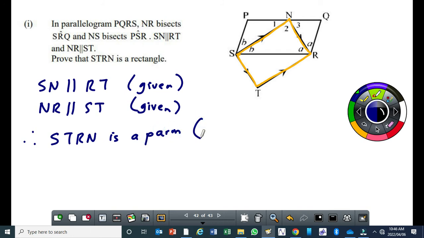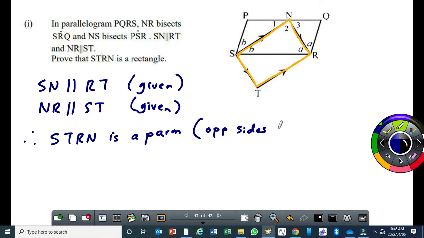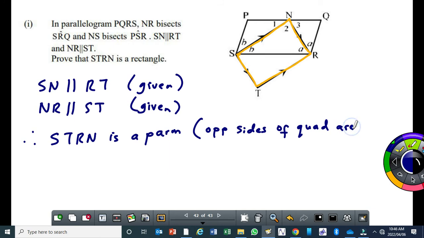Then our reason will be opposite sides of quad are parallel. Please, you can't say opposite sides of a parallelogram. It's opposite sides of a quad are parallel. That's why we are saying it's a parallelogram. Please take note of this. I didn't write opposite sides of the parallelogram. All right. Just to remind you, I hope that all of you are getting familiar with the reasons.